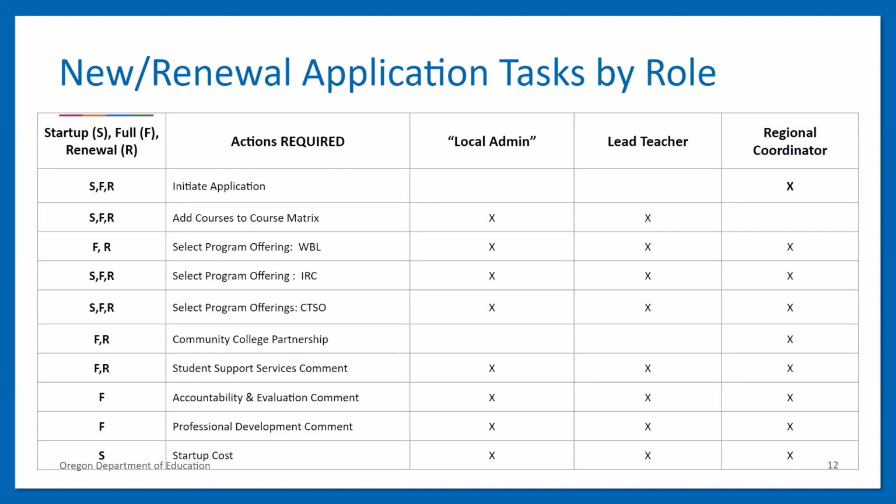You will see for work-based learning that the startup application does not ask for or require that field be filled out. But for both full and renewal applications, work-based learning is a required action or field to be filled out. The community college partnership field is required for full and renewal applications and must be filled out by the regional coordinator. Then the comment boxes for student support services, accountability and evaluation, and professional development can be filled out by any of the three roles.